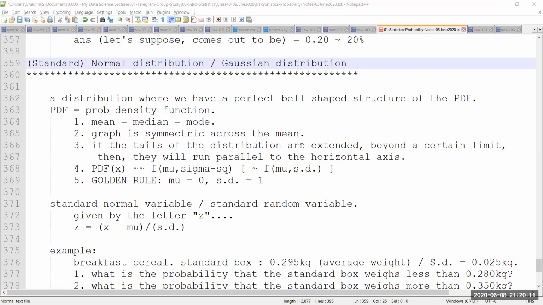But there is a process. I can apply that process, and then I can find out if any distribution of any random variable x is going to be normally distributed or not. But we are going to look into that. So don't worry.